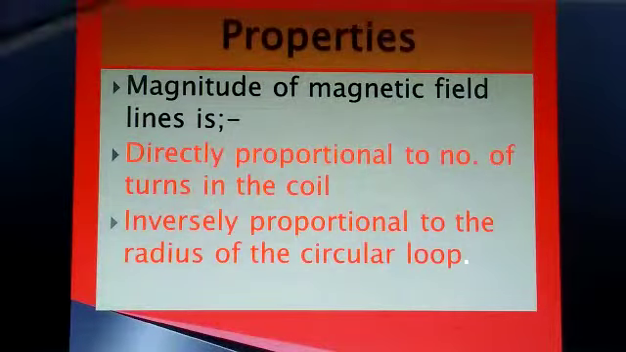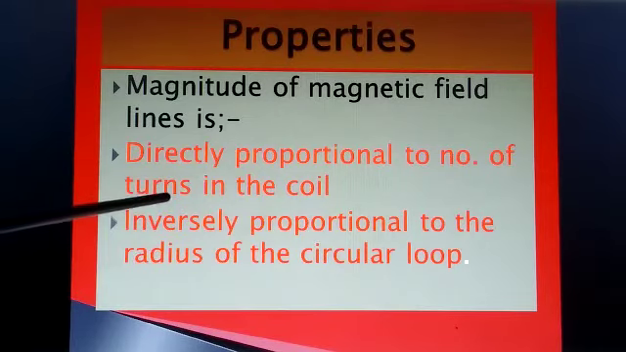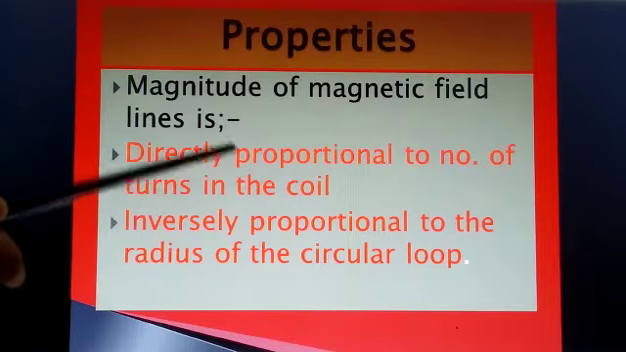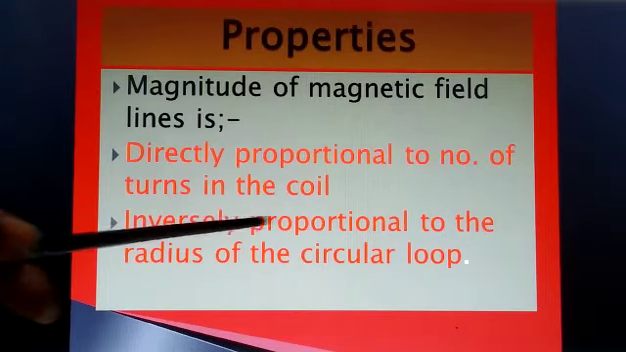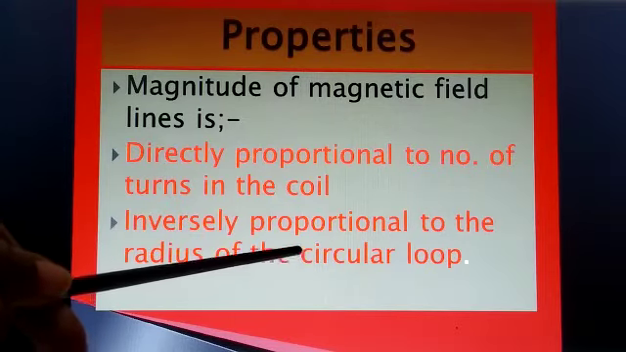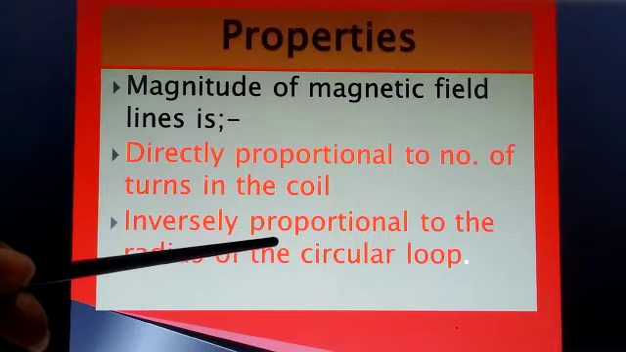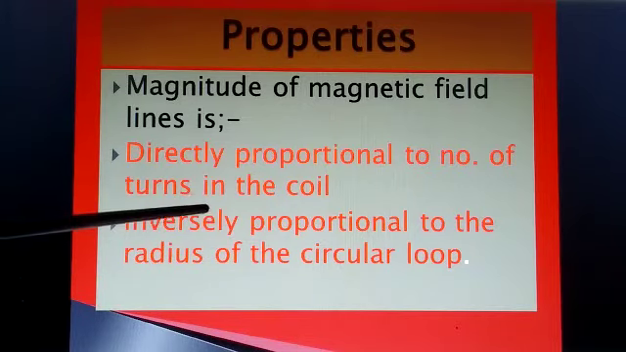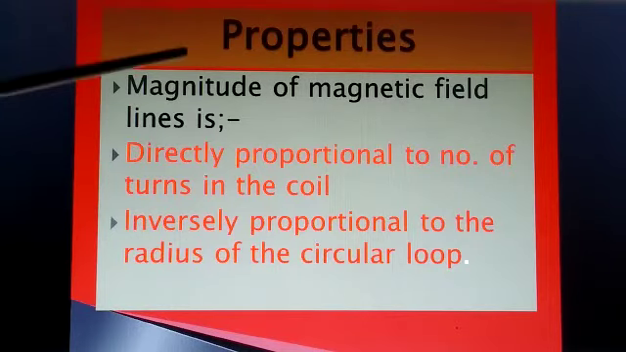The properties: the magnitude of magnetic field is directly proportional to the number of turns in the coil. That means if we increase the number of turns of the coil, then the magnitude of magnetic field also will increase. But it is inversely proportional to the radius of the circular loop. That means if you increase the radius of the circular loop, then the magnitude of magnetic field will decrease. And we can increase the magnitude of the magnetic field by increasing the amount of current in the circuit.